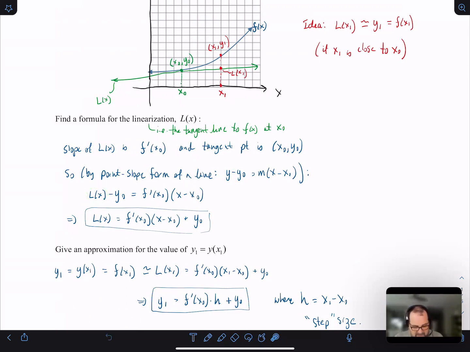So we have L of x minus y0 is the slope times x minus x0. Solve this for L of x, and this is basically a formula for your linearization. Think of the slope as being given by f prime of x0, and the tangent point is given by x0, y0. So this is readily available information, yes? So we can use a tangent line like this and make an approximation fairly conveniently.